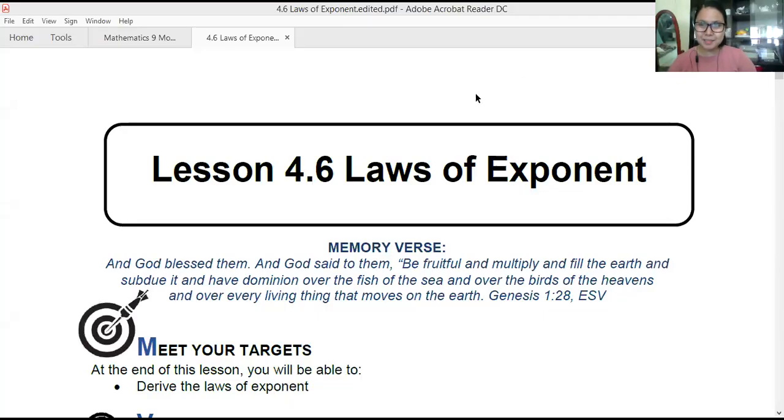Our topic today is about the laws of exponents. And today's memory verse is found in Genesis 1, verse 28.